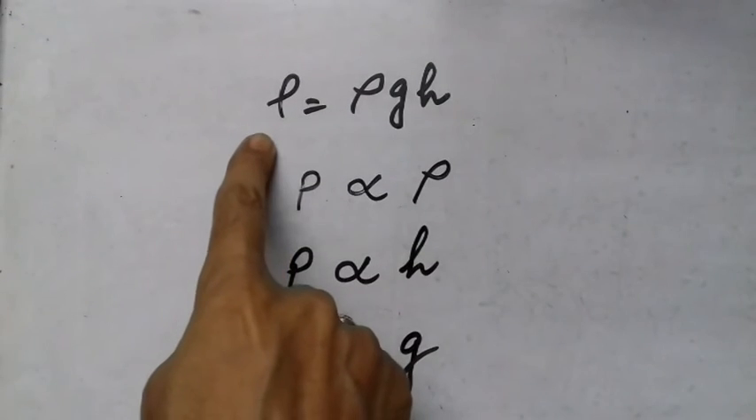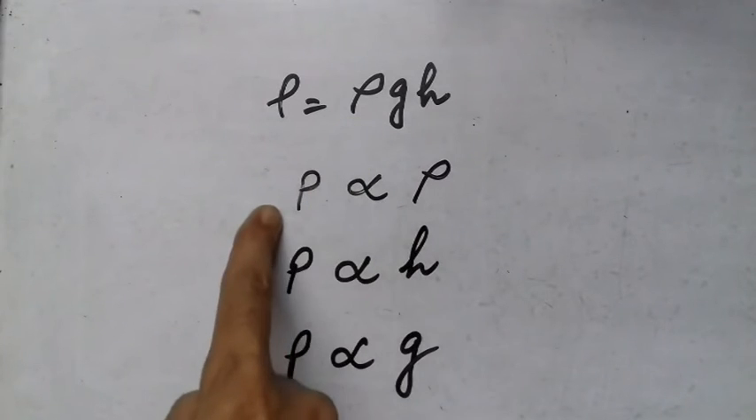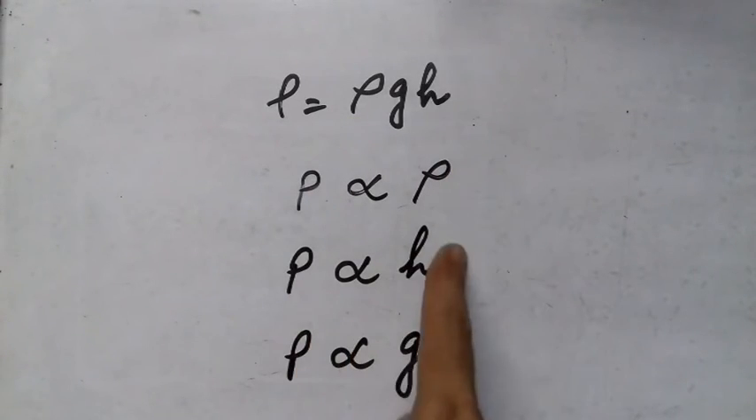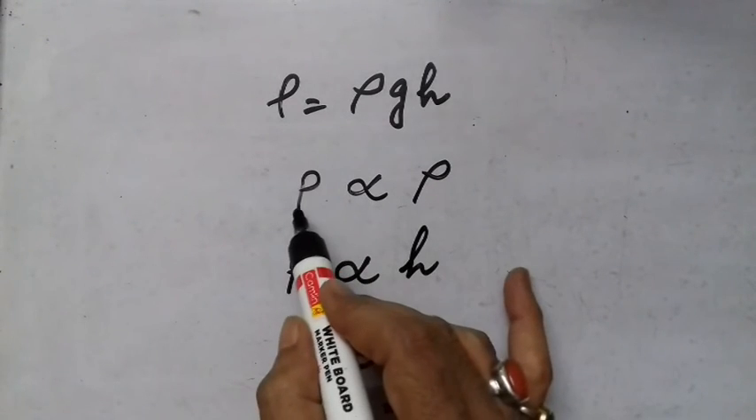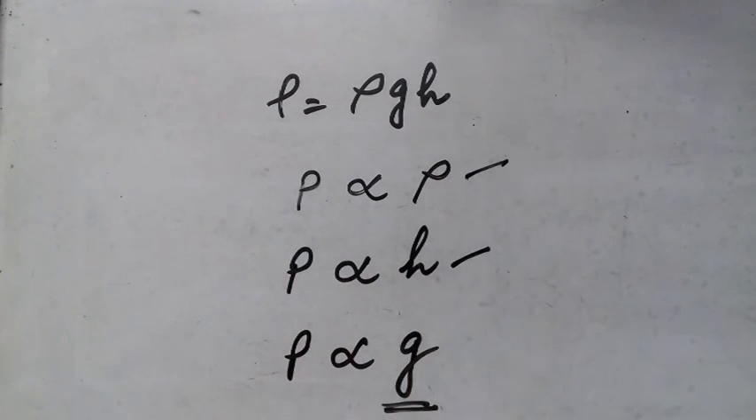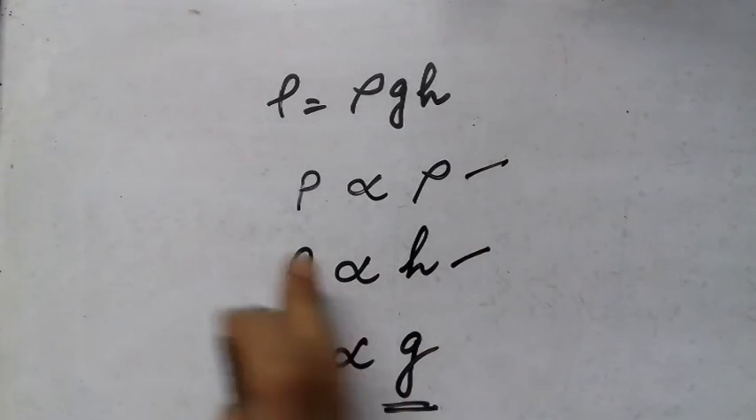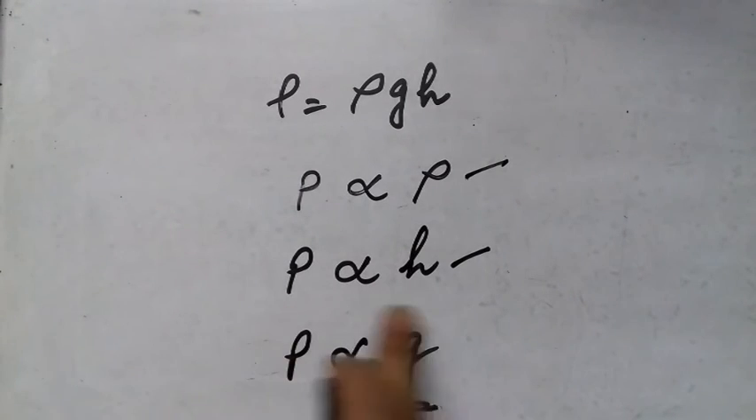As we have learned, pressure is rho g h. Therefore if rho increases, density increases, pressure increases. If depth increases, pressure increases. If gravitational acceleration increases, pressure increases. But at a given place gravitational acceleration is constant. So at a given place pressure is directly dependent upon these two factors, density and the depth of liquid column. So these two are the factors of pressure exerted by any liquid at a given depth at a given place.